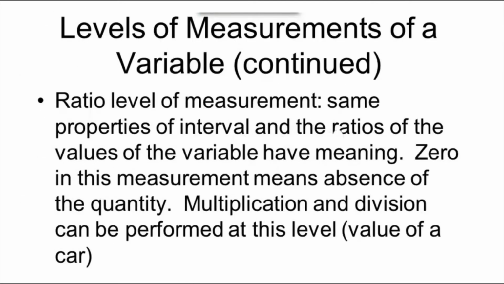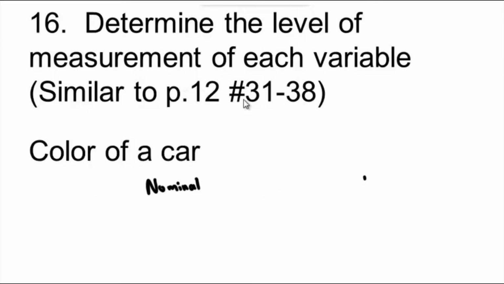Levels of measurement of a variable. Ratio level of measurement: same properties of interval, and the ratios of the values of the variable have meaning. Zero in this measurement means absence of the quantity. Multiplication and division can be performed at this level. Now let's look at it.